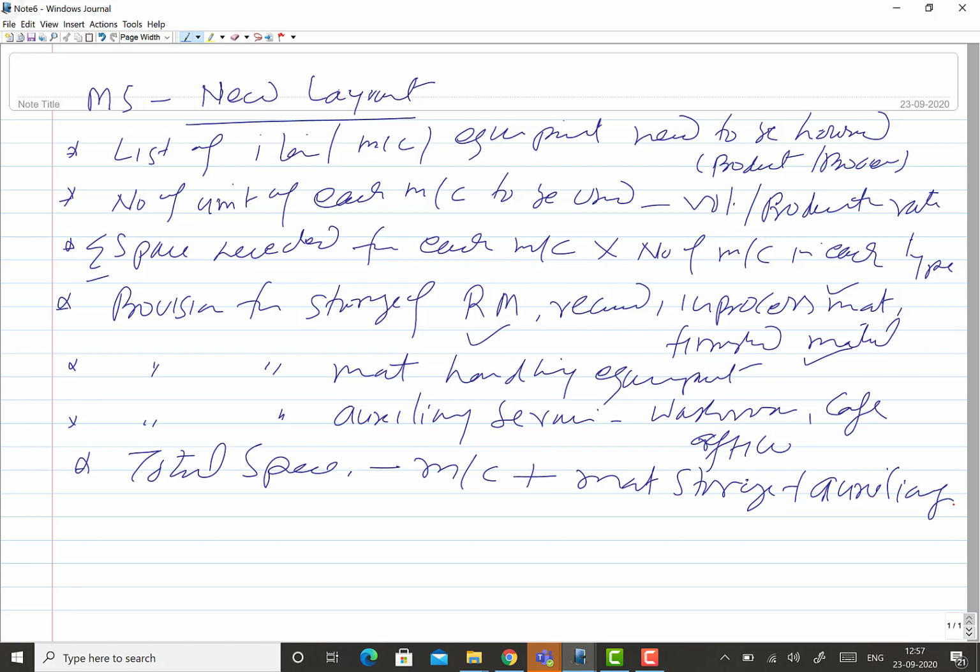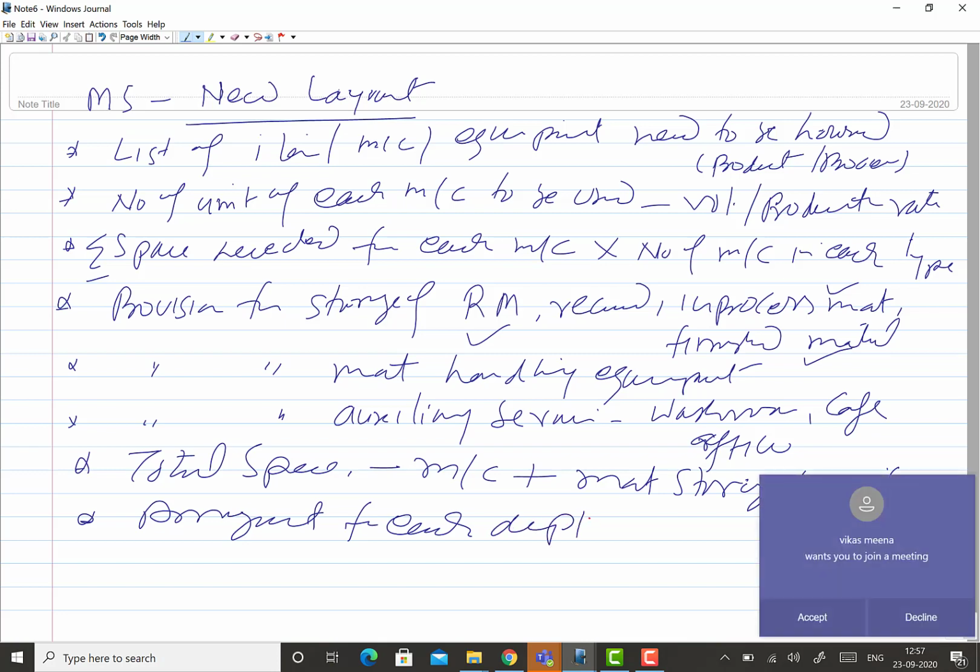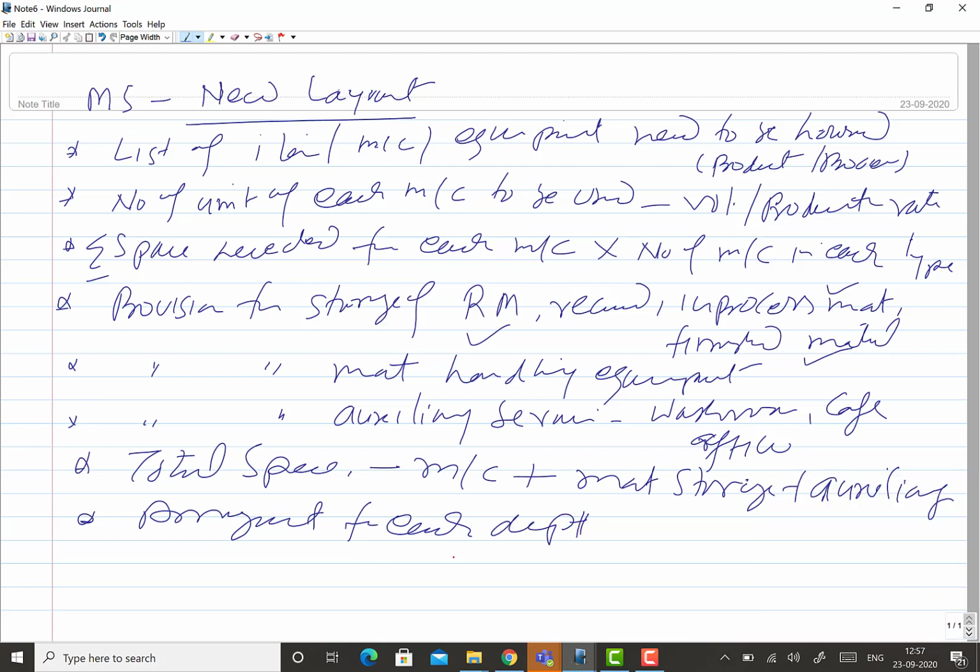Then the arrangement of each department: how these will be arranged for a smooth flow of the facilities, and based on that the plan of the building is developed.